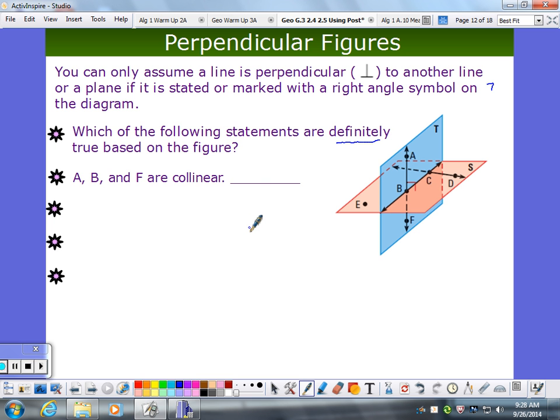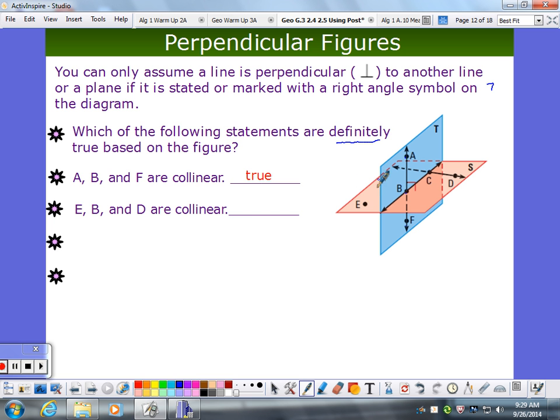So A, B, and F, these points A, B, and F are collinear. Is that definitely true? So instead of being true and false, it's more like definitely true and possibly false. We're saying, can you assume it? So that's a yes, no kind of thing. Can you assume it? Yes. Look, they're all the same line. Yes, yeah.